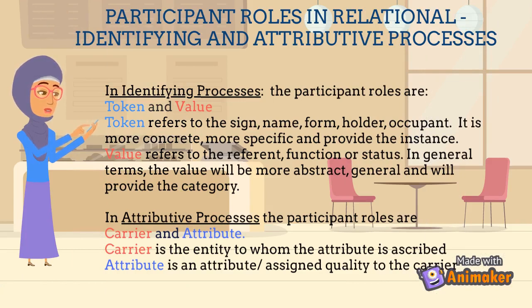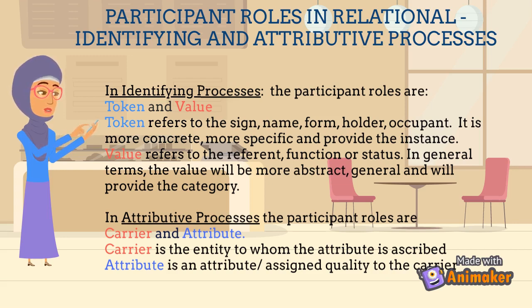participant roles in relational identifying and attributive processes. According to Halliday, each process has its own characteristic participant roles. In identifying process, the participant roles are token and value. Token refers to the sign, name, form, holder, occupant. Token is more concrete, more specific, and provides the instance. Value refers to the referent, function or status. In general terms, the value will be more abstract, general and will provide the category.